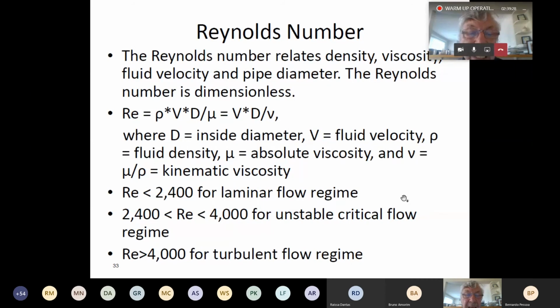Okay, so you'll see here that when the Reynolds number, non-dimensional, is less than 2400, we're operating in the laminar flow regime. If we go as high as 4000 and higher, we get into turbulent flow. And somewhere between 2400 and 4000, we're in unstable, partially turbulent flow.